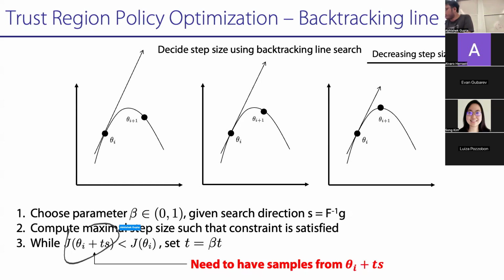Because if you remember, J is the expected sum of rewards under your policy, right? And you have to run your policy to get the expected sum of rewards. And that's kind of a pain. So the question we're going to ask is, how do I do backtracking line search without having to recompute my policy all the time, or resample from my policy? I'm going to recompute my policy, I just don't want to have to resample. I just want to take a set of samples and then be able to do backtracking line search without resampling every time.